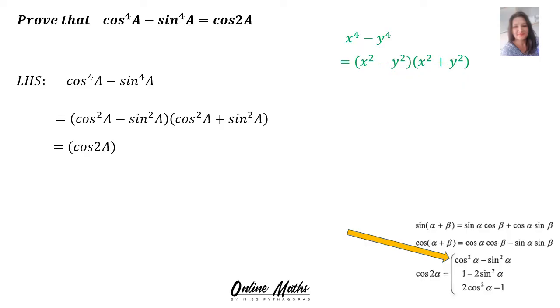Then the next bracket, cos squared a plus sin squared a, is very familiar from grade 11. That is equal to 1, the squares identity. So we can write it as 1. And what can you see? Cos 2a times 1 is cos 2a, and the left hand side is equal to the right hand side.